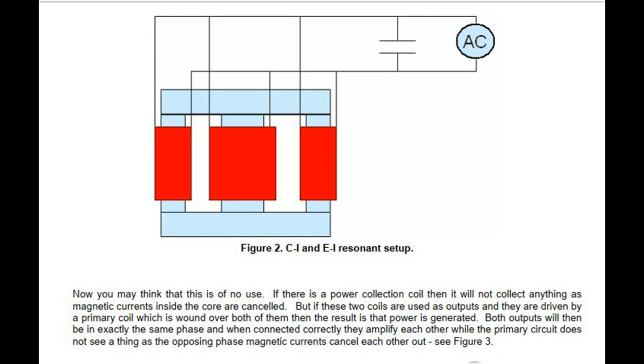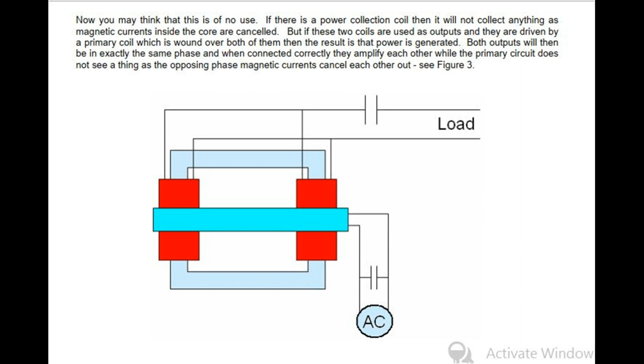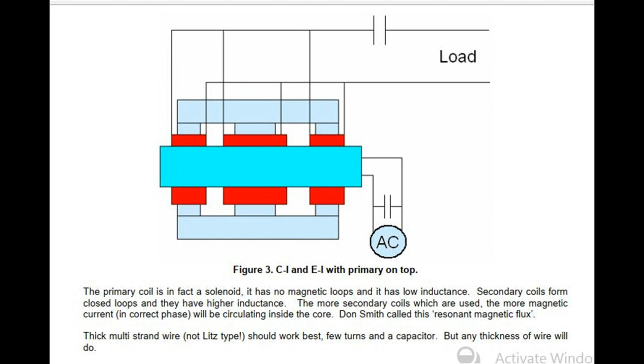Both outputs will then be in exactly the same phase and when connected correctly they amplify each other while the primary circuit does not see a thing as the opposing phase magnetic currents cancel each other out. See Figure 3. CI and EI with primary on top.